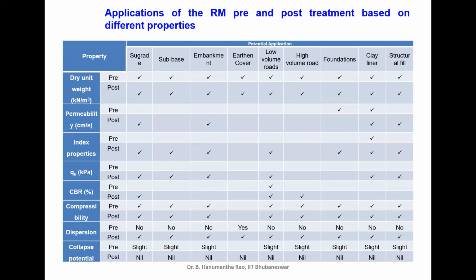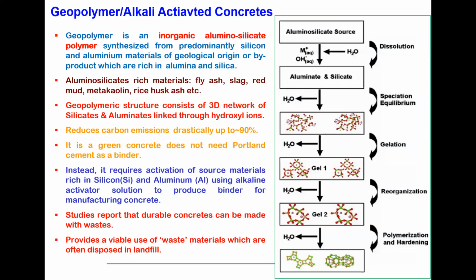Then this will give you a clear understanding of how to assess the acceptability of the waste material for different engineering applications. The second aspect, another utilization of the waste material, is alkali activation or geopolymer. The concept of this one is popping up recently, so I will try to quickly conclude this one.